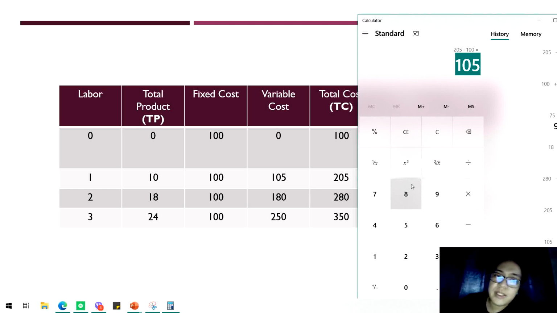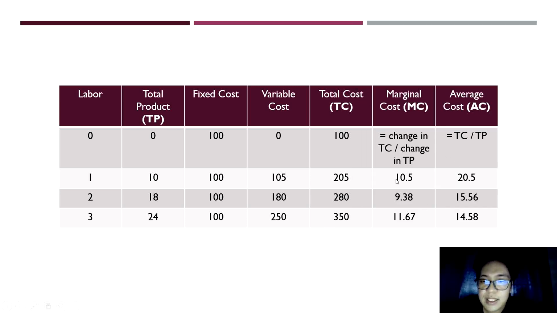And then we have to determine again the change naman in total product. So that's from 0 naging 10. So ibig sabihin the difference is 10. So all that's left to do is to divide 105 by 10. So in this case, that is 10.5, which is here, makikita nyo, ang marginal cost natin is 10.5. Ibig sabihin, 10.5 po yung change in cost na naganap doon when we increased our number of laborers into 1.